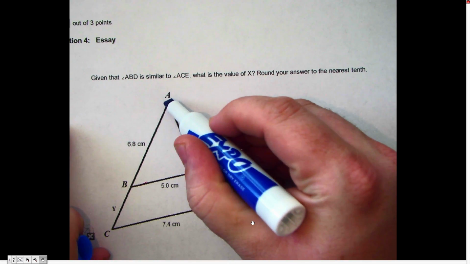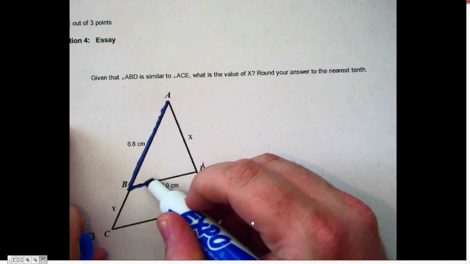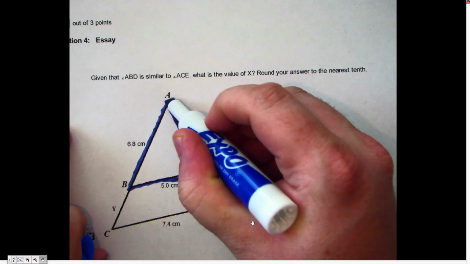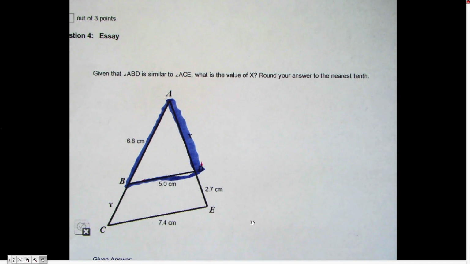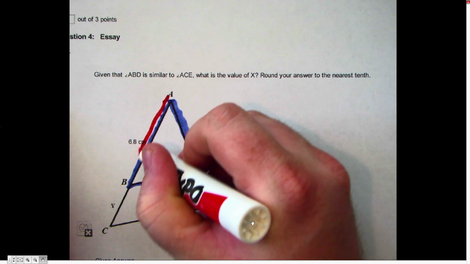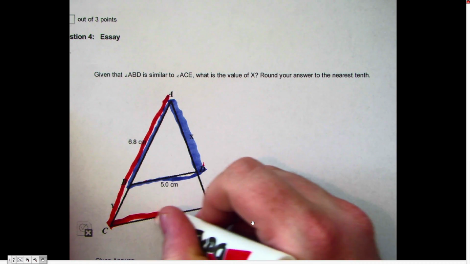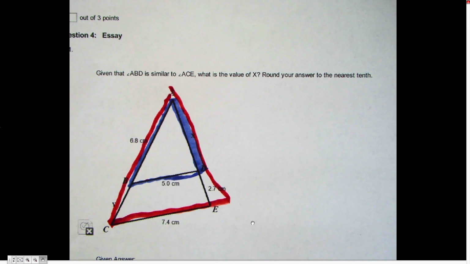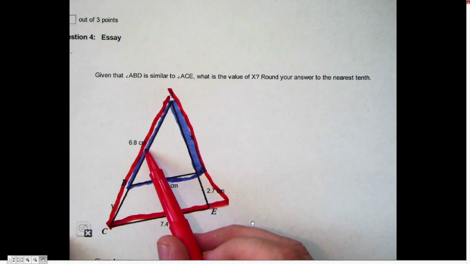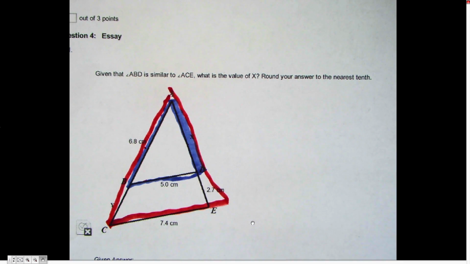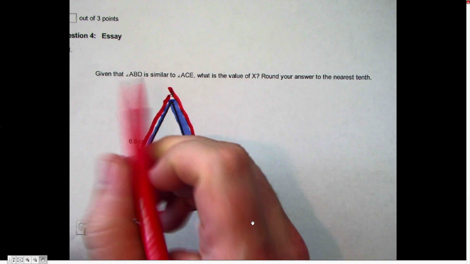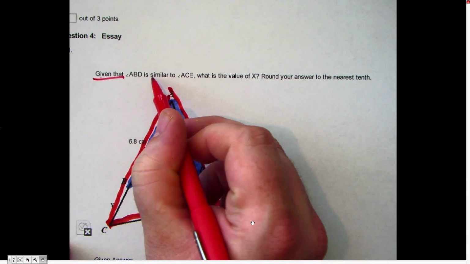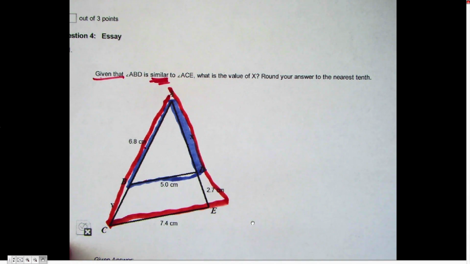And I'm actually going to color these so you can see the difference here. ABD, there's one angle. When we look at the other angle, it's a different color. So we see the two different triangles. They have these parts of those sides in common, but the rest of them are not. We're told that they are similar.